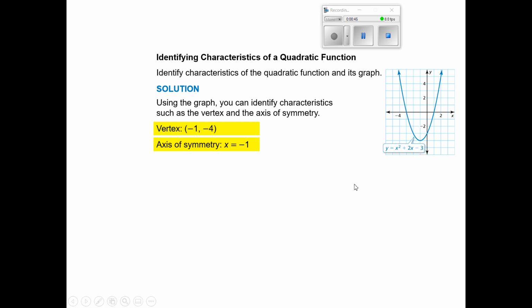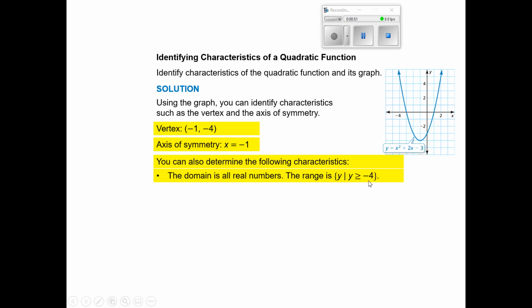Next, we can go ahead and start knocking out the other things. We can determine that the domain is going to be all real numbers because these arrows go in this direction infinitely, even though it's going to be at a very slight arc, it is going to go forever, so that's all real numbers. The range is going to be all the numbers including -4 and above. So if it's -4 or greater, it's in the range.